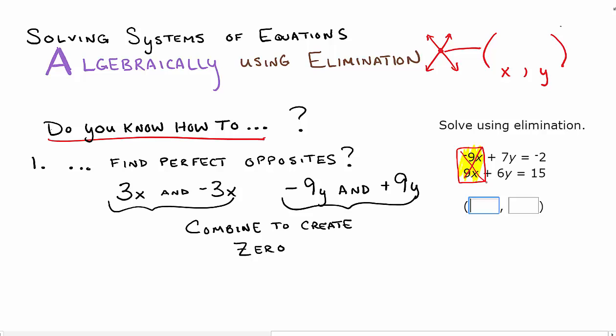So that's really what I'm going to ask you to do, can you find perfect opposites? And then later on in some of the examples, I'm going to ask, are you able to create perfect opposites? Because the more difficult these become, we've got to actually go ahead and create our own perfect opposites. But being able to identify them, that's the first step.